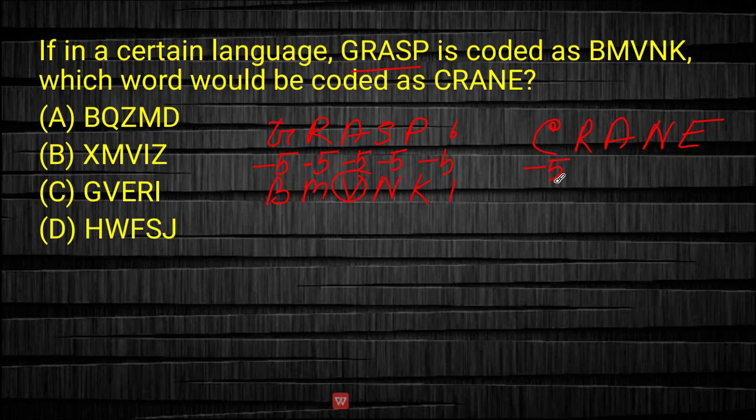So in that way C -5, then X. So R means 18 -5, 13, that means M, then A -5 we have already calculated, so V. N means 14 -5, 9, I. E -5, Z. So B is the correct answer.